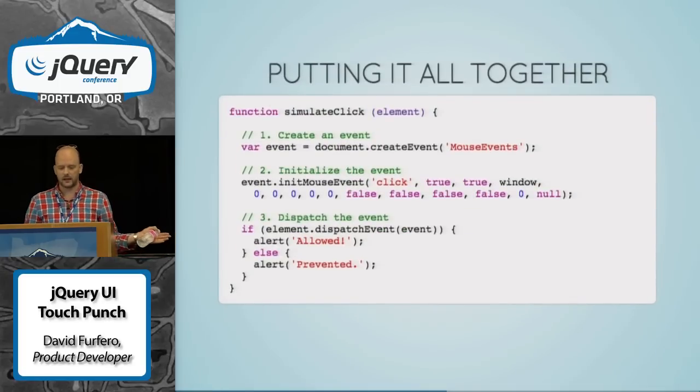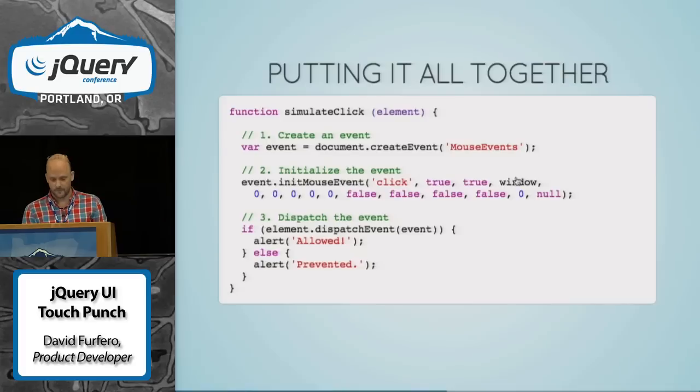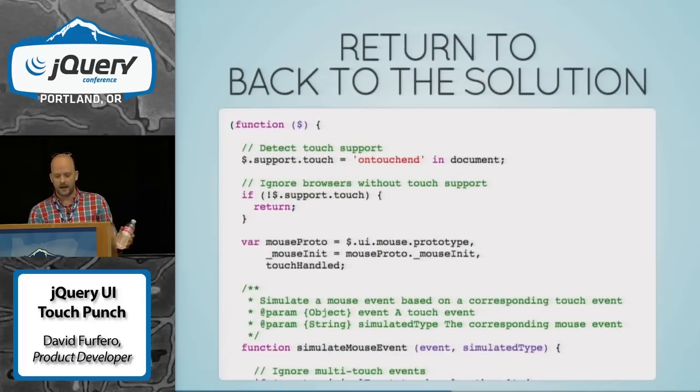So if you wanted to simulate a click on an element and you wanted to write a function, event equals document.createEvent mouse events. Event initMouseEvent, we got click and then a whole bunch of things I'm not going to go into. When this is live, you can sort through this. And then you dispatch the event. And if it comes back true, then the event went through. If not, it had been prevented somewhere along the line.